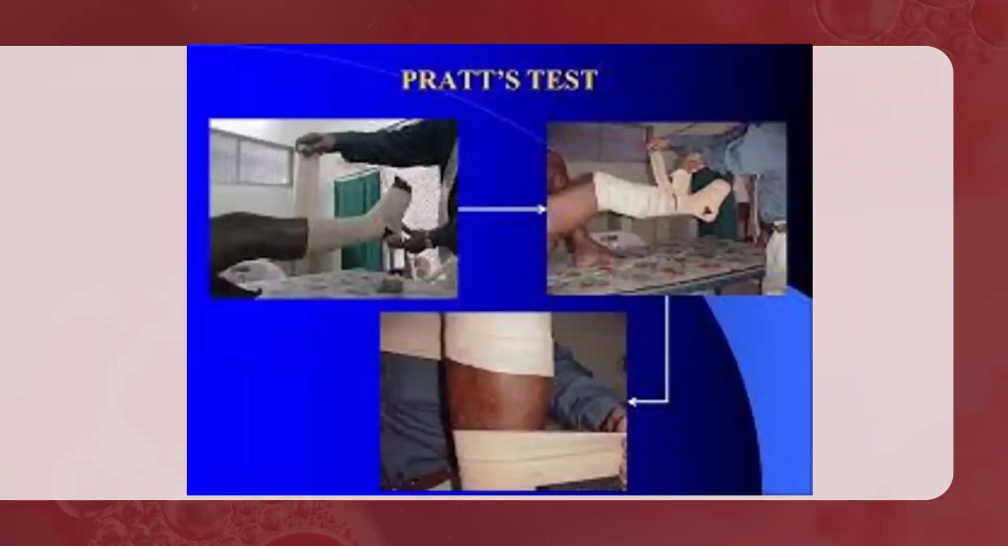As for the Pratt's test, we first give a compression bandage to the patient, and then after milking the veins, we slowly remove the compression bandage, and all the perforator blowouts can be seen one by one in Pratt's test.